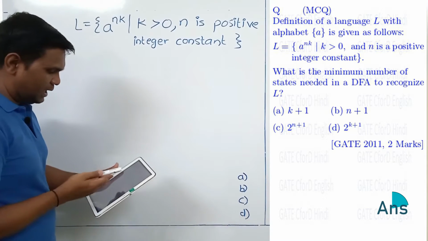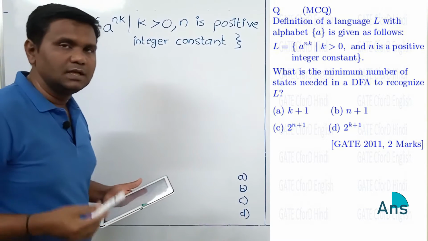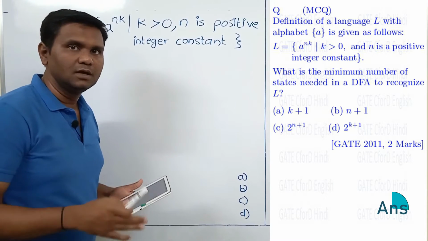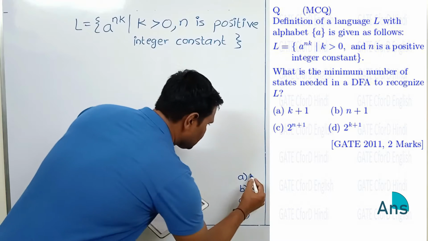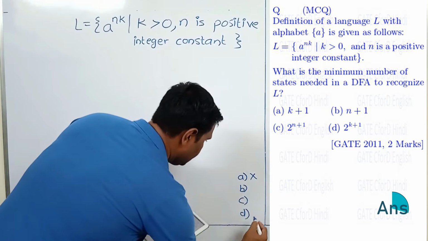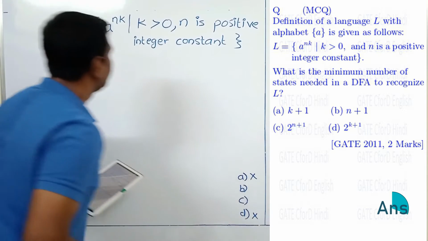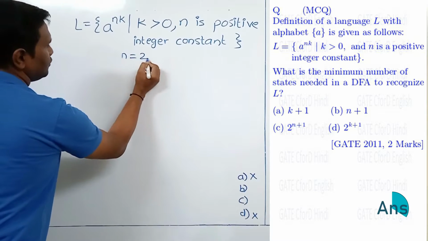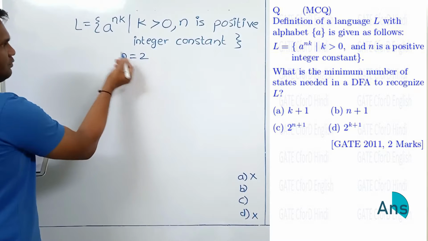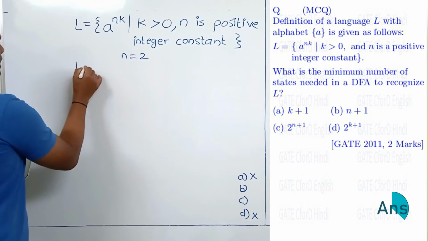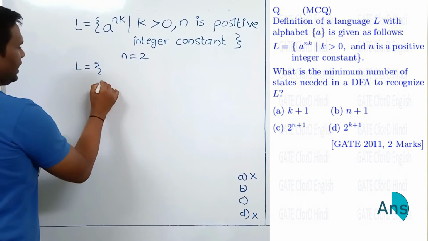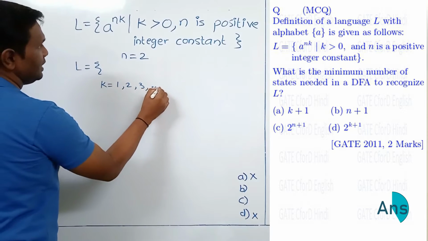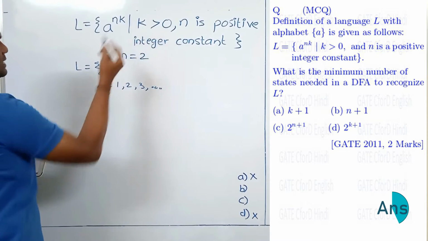So for option A and option D, the number of states depends on a variable, so those options are automatically ruled out. Option A is not correct and option D is also not correct. Now consider n equal to 2. We consider one constant value for n. So what will be L? k can be 1 or 2 or 3 and so on.